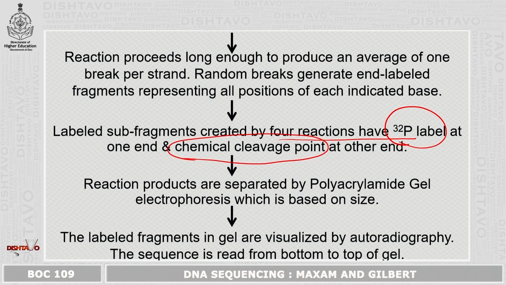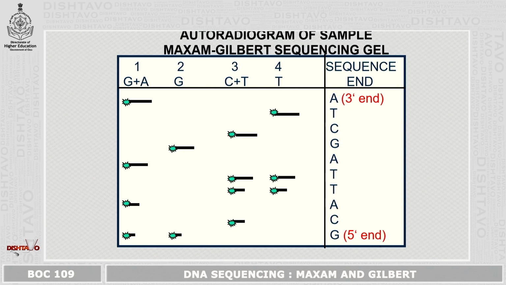Now, reaction products are separated after that by polyacrylamide gel, wherein each test tube is put in a particular lane or a particular slot. Now, these labeled fragments are subjected to gel electrophoresis, wherein they are separated based on their sizes, molecular weights, and then they are visualized by autoradiography. And then we read the sequence from bottom to the top.